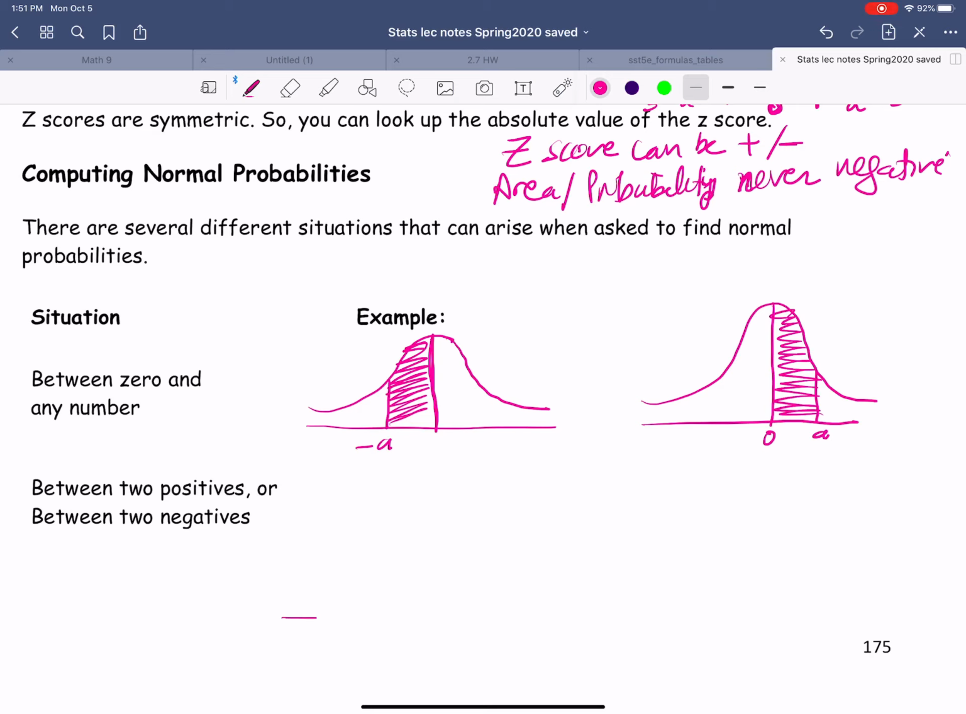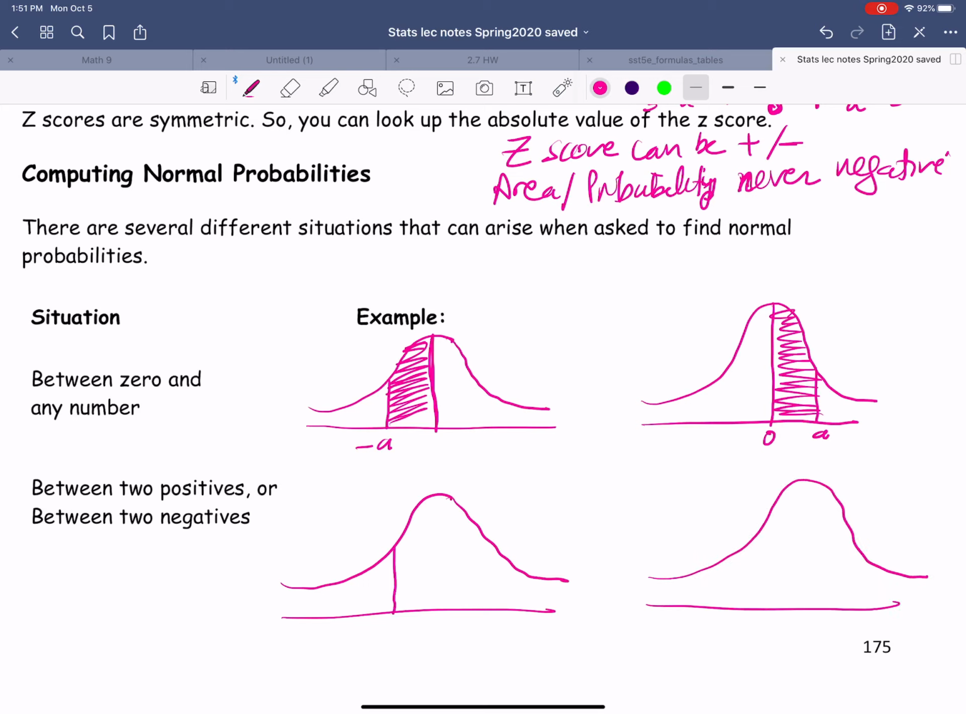Okay, between 2 positives or 2 negatives. Let's think about if you're looking between 2 negatives. So this can be your negative B and this can be your negative C.